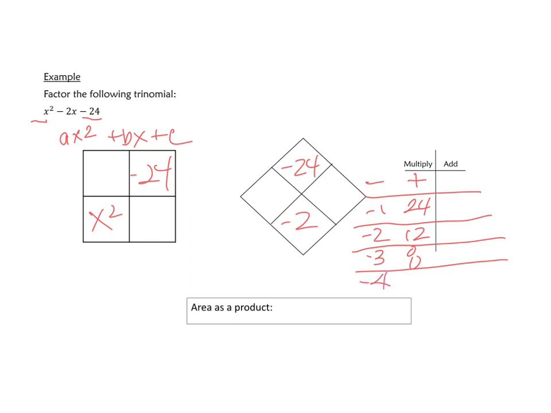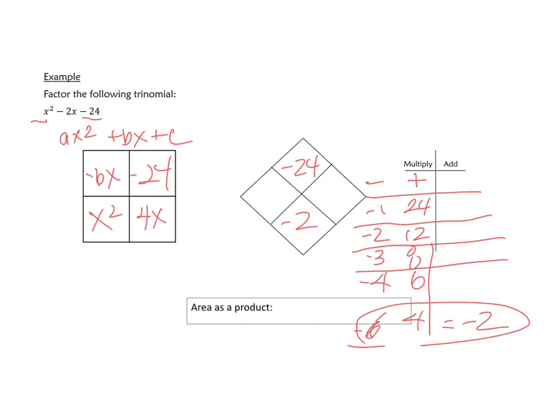Our next one would be negative 4 times 6, which adds up to 2, which is not quite right. I want to finish down here in the bottom, but what if we go to negative 6 and 4? That adds up to negative 2, and that is our number. So negative 6x and 4x fills out our generic rectangle.